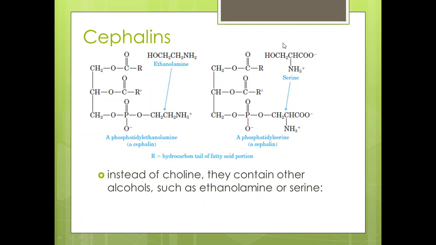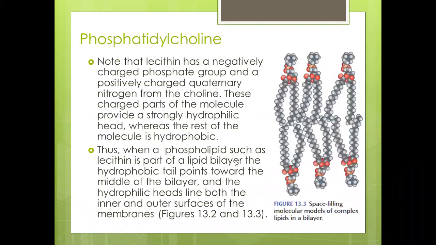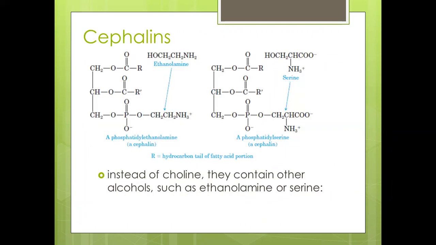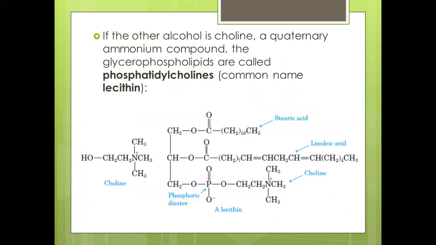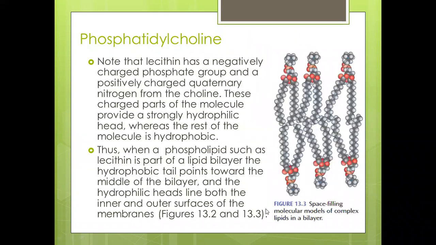Serine is an amino acid. If you remember, you have here the alpha carbon, C double bond O, you have NH3, you have your hydrogen attached, you have CH2OH. This is actually a serine, and this is chiral, of course. And so when you have serine attached to your phosphate group, we call this one phosphatidylserine. This is also called your cephalin. Okay, so the other one is phosphatidylcholine when you have your choline.